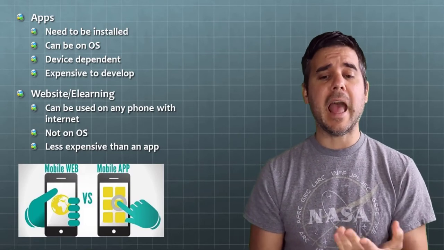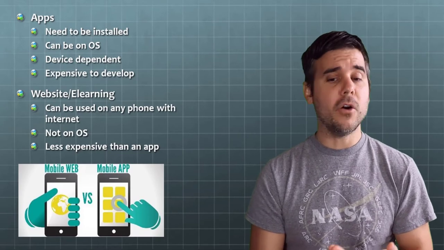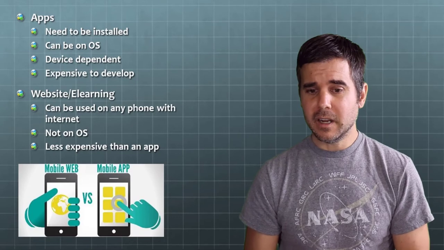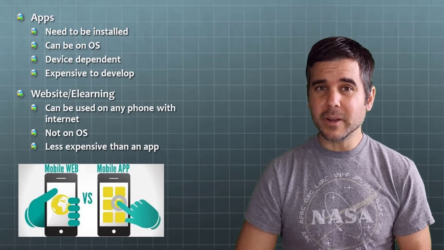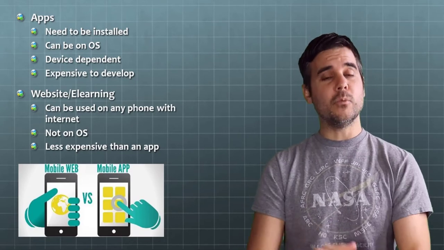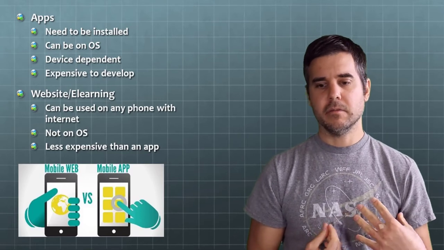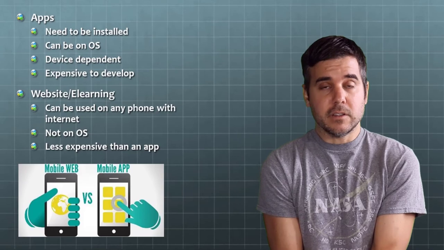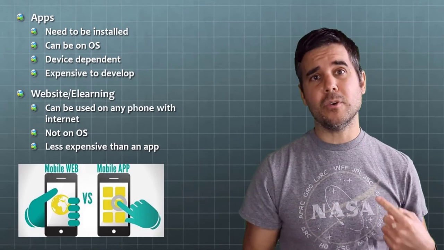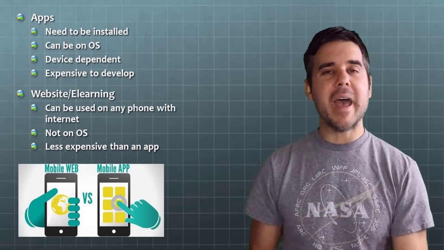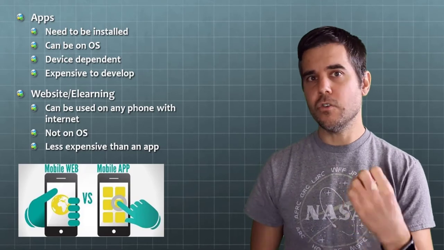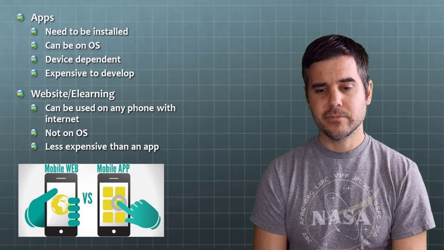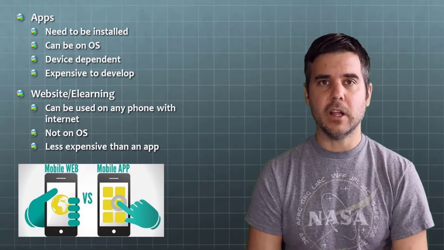So first of all, obviously apps need to be installed. They're OS dependent. So an Apple app only runs on Apple. And they're usually pretty expensive to develop. Whereas website e-learning can be used on a phone, on a PC, anywhere, right? It can work on Android, Apple, iPad, PC, Mac, you name it. Google Chrome, as long as you don't have some weird plug-in, it's working. It's usually less expensive to develop than an app overall.